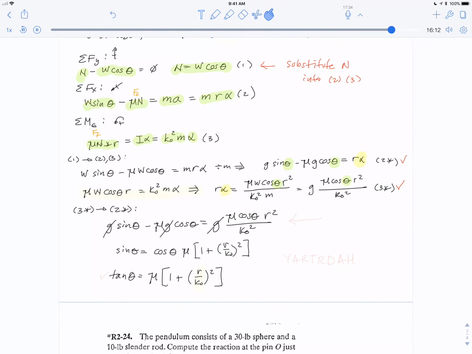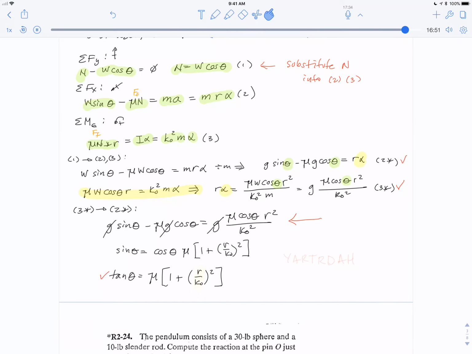So what we're going to have to do is solve for alpha and plug it into equation 2. I was just being a little clever with the algebra there. I took this equation here and solved it for R alpha, and then I took that R alpha and put it back into equation 2. That ended up with this. You see the g's canceled out. You put all the sine theta on one side, the cosine theta on the other side, and then you divide by cosine theta and you get tangent theta.